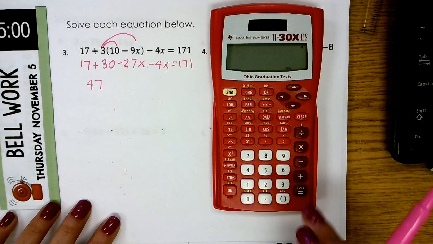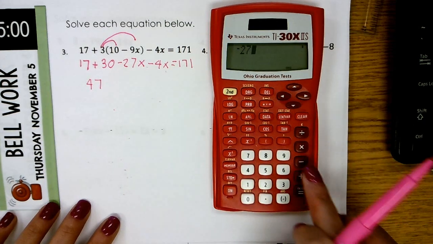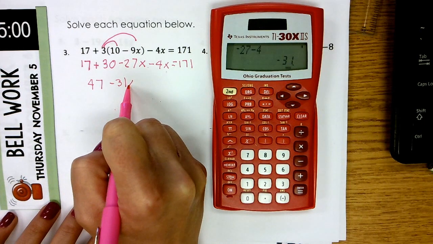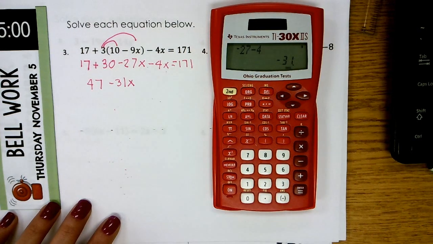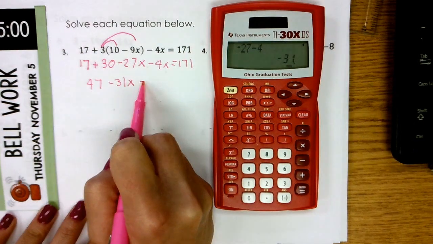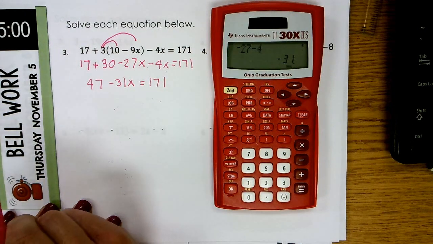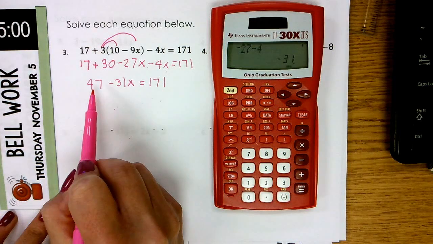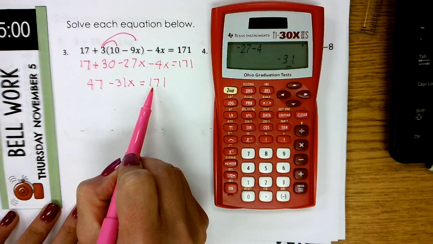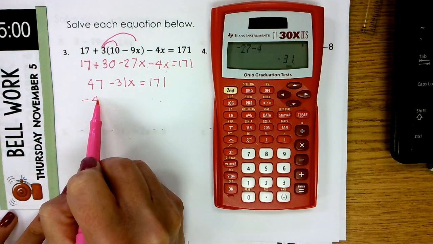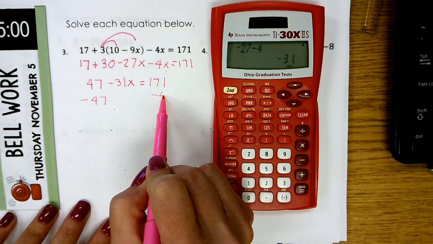Again, you can use your calculator or Desmos. Negative 27 minus 4 gives us negative 31, and then we know we need to put an x next to it because we were talking about our x terms. Equals 171. Now the goal is to get x by itself. So this positive 47, I need to take it and move it to the other side. To do that, I'm going to subtract 47 from both sides of the equation.